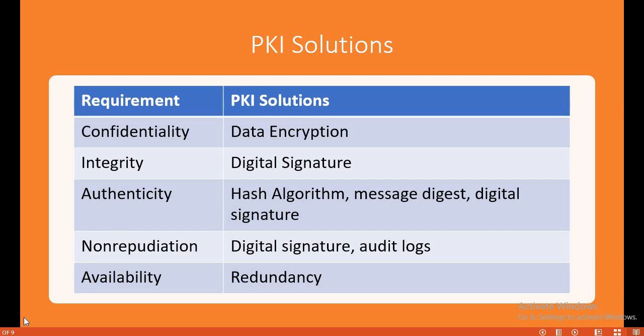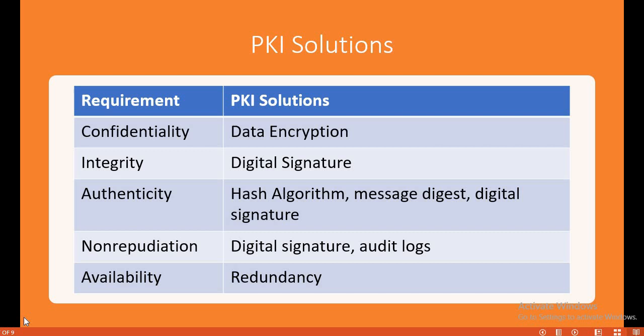Number three is authenticity. Authenticity means verifying whether the sender is a genuine person, and that he is the same person the recipient is expecting. This can be achieved by a hash algorithm, message digest or the digital signature. In a digital signature, the sender encrypts the data using his private key, so the recipient can decrypt that data only using the sender's public key. As the public key belongs to the sender, it verifies that the data was sent by the same person whose public key is with the recipient.